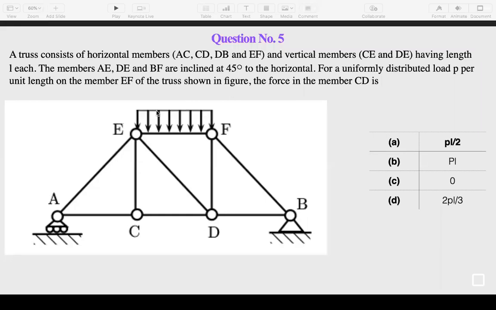So what will be the load now? It is PL, which will be the total load. Am I right? Force into the length, and location will be L by 2 from point E.